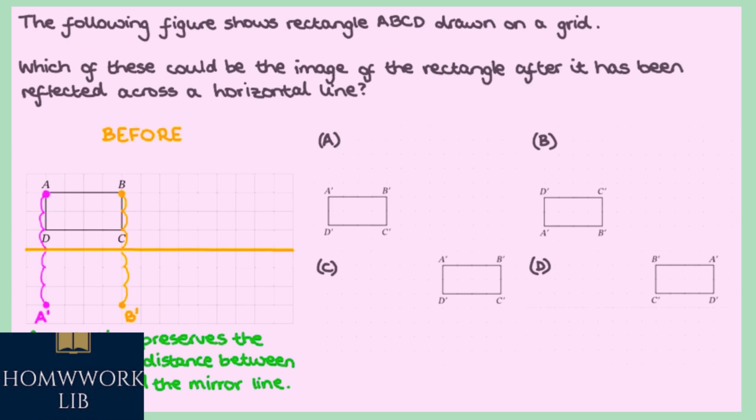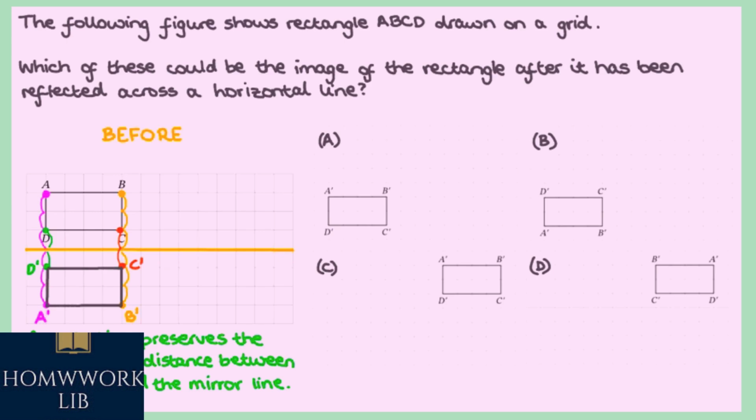Point B is also 3 squares vertically above the mirror line, so its image, B', will be 3 squares vertically below. Points C and D are each 1 square vertically above the mirror, so their respective images will each be 1 square vertically below. Connecting the 4 points together shows what one possible image of the rectangle after reflection in a horizontal line would look like.